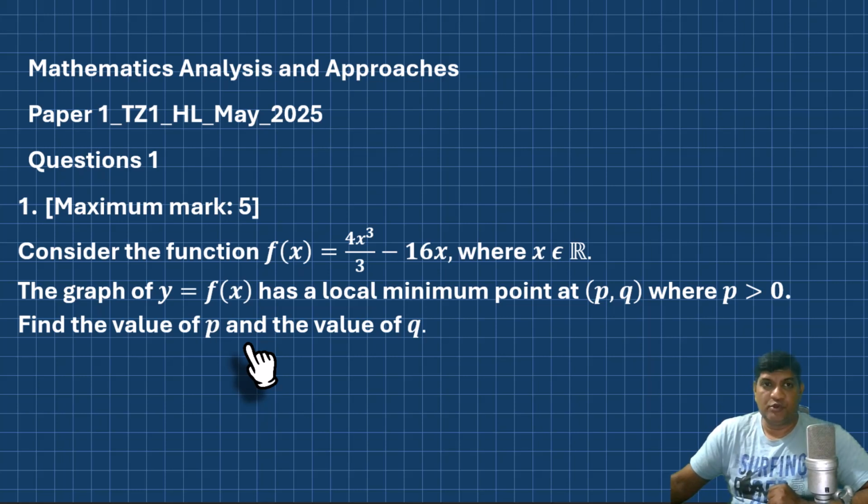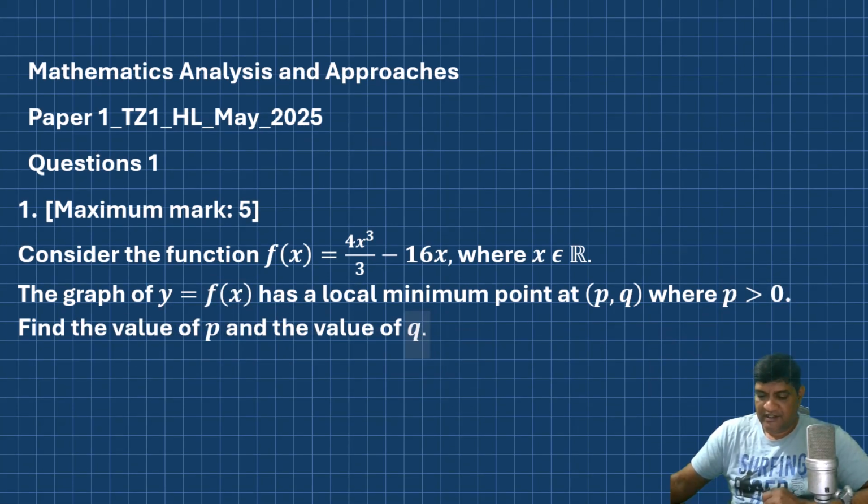Mathematics, Analysis and Approaches, Paper 1, Time Zone 1, HL, May 2025. This is question number 1 of 5 marks. He has given us a function and he wants us to find out the local minimum point P, Q, where P is greater than 0. And that is it, right?